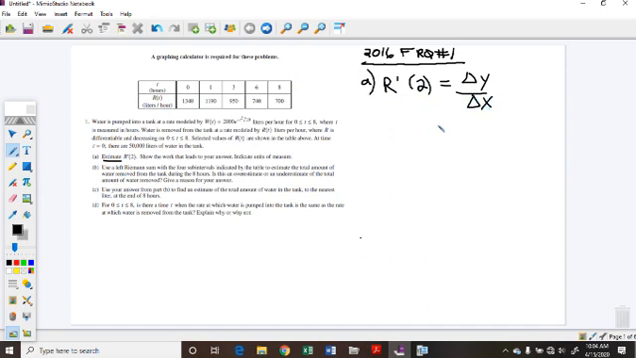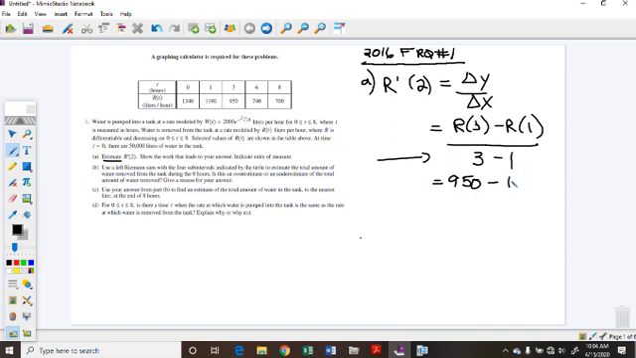is find slope. I need to do R of 3 minus R of 1 all over 3 minus 1. And remember, they often look for this difference quotient. Okay? So we want to see that. And then you just look at your table. R of 3 is 950 minus R of 1, which is 1190, all over 2, and you get negative 120.